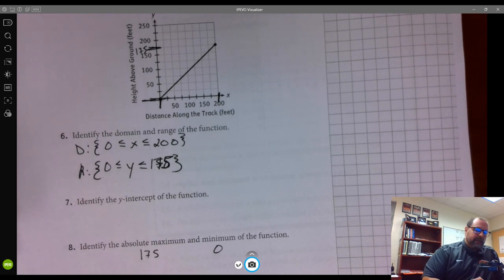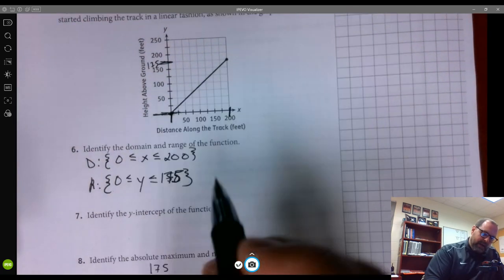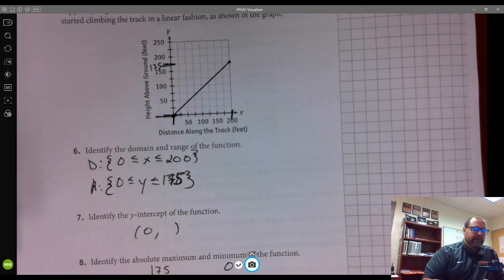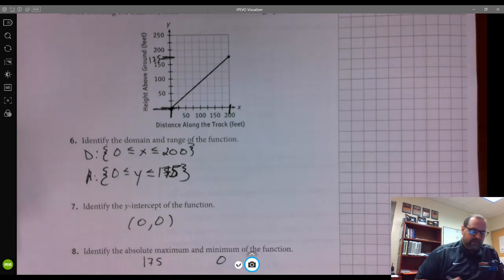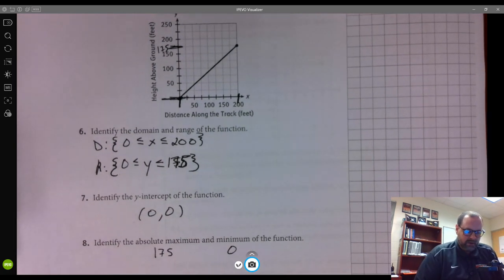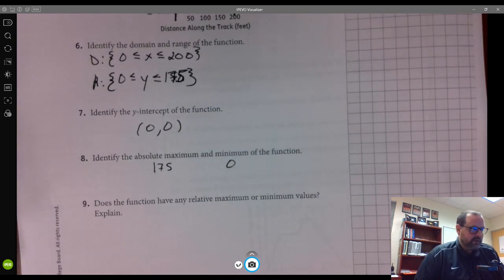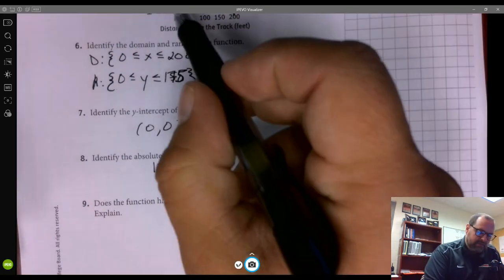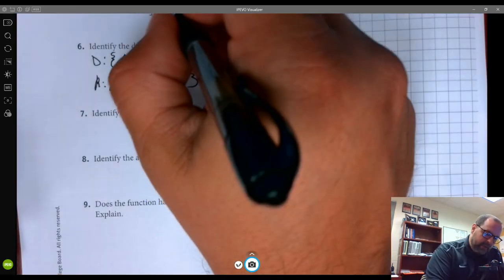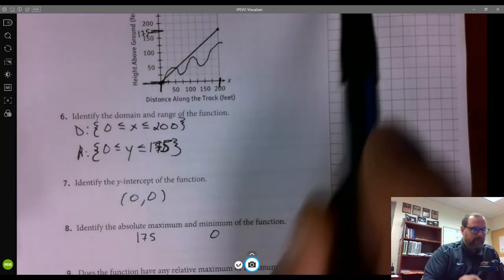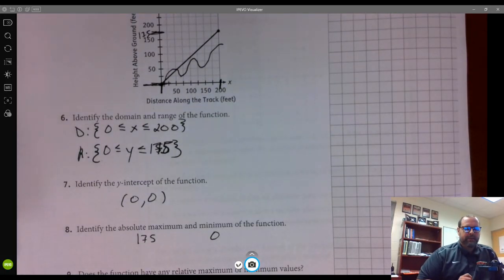All right, what's the y-intercept of this function? Well, where does it cross the y-axis? We know the x value will always be 0. What's the y value? 0. That's also a very good possibility, that it could just be 0, 0. Now, for this one, does it have any relative max or min? No, there aren't any. It's not going up and down or curling, something like that. We're not saying, oh, there's a relative max, there's a relative min. It's just going straight up. It only has an absolute min and an absolute max. Okay? All right.